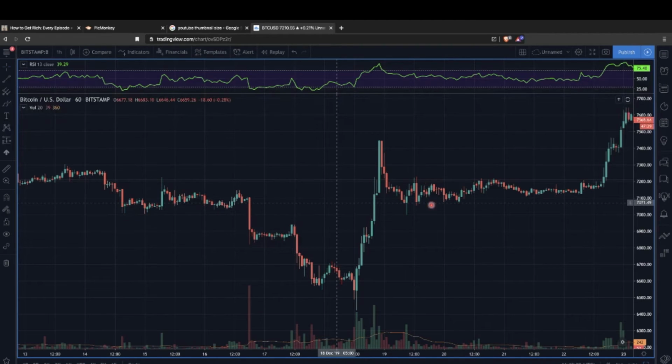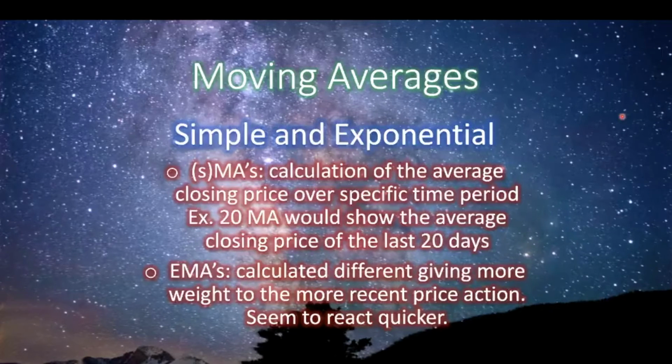And fast forward in the price action, we can see in fact that the price action broke to the upside. Now, some other indicators. One, moving averages. So we have simple and exponential moving averages. Simple moving averages are a calculation of the average closing price over a specific time period.